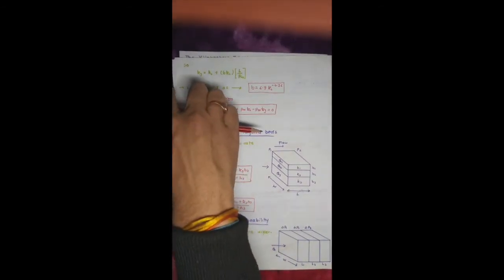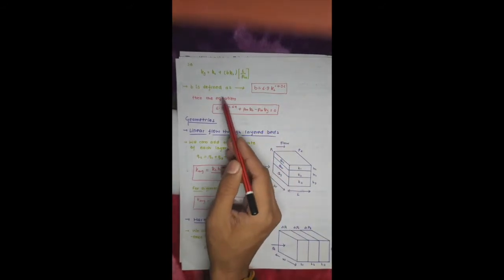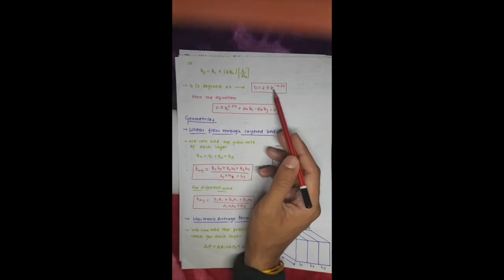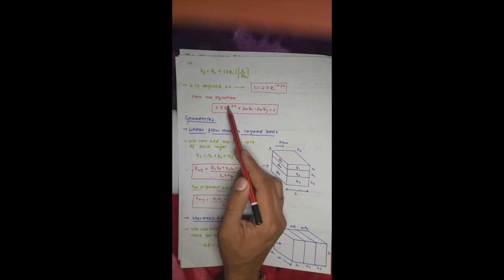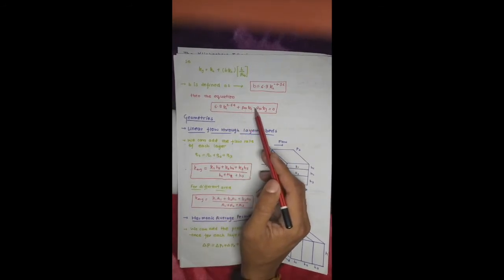Coming forward to the formula, Kg equals Kl plus B Kl times 1 by Pm. B is defined as B equals 6.9 Kl to the power minus 0.36. And then the equation becomes 6.9 Kl to the power 0.64 plus Pm Kl minus Pm Kg equals 0.